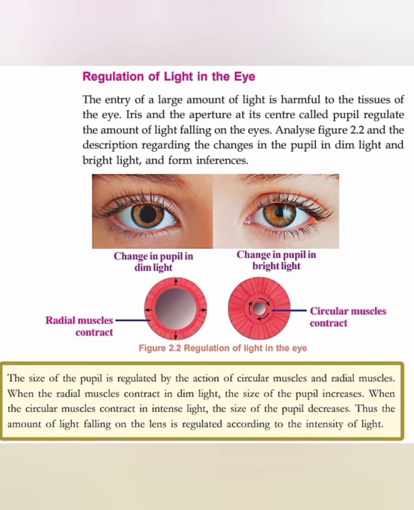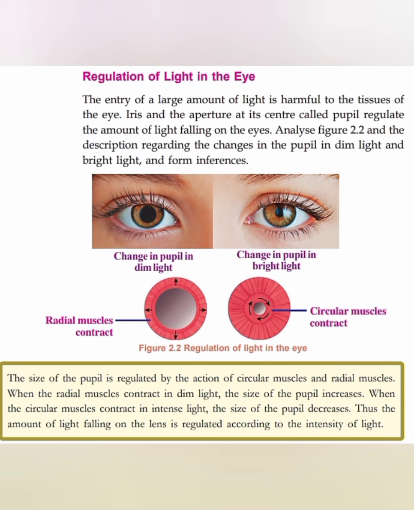That is, in dim light, radial muscles contract and in intense light, circular muscles contract. In dim light, the size of the pupil increases. In intense light, the size of the pupil decreases. The pupil decreases because there is no need to let maximum light into our eye. The size must be decreased. Thus, we can say the amount of light falling on the lens is regulated according to the intensity of light.